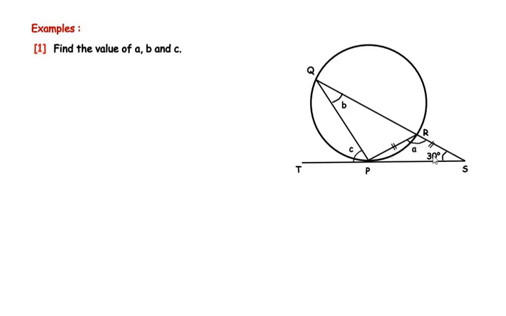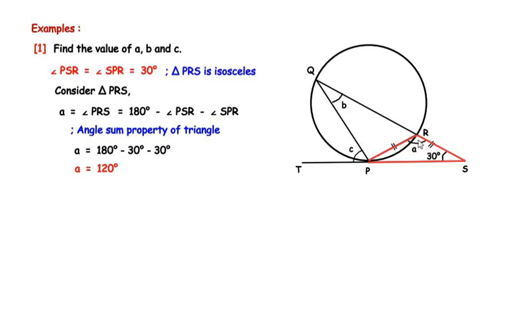This is the easiest. So we are going to consider the triangle PRS, and since this is isosceles, angle P will be equal to angle S. So angle P also becomes 30 degrees. So by using the angle sum property of the triangle, we can find angle A. So angle A will be equal to 180 minus angle P minus angle S. So 180 minus 60 gives us the value of angle A as 120 degrees. So we have got the first value.